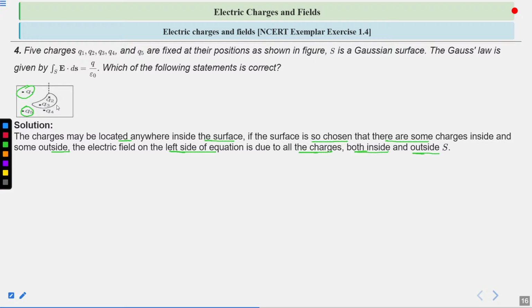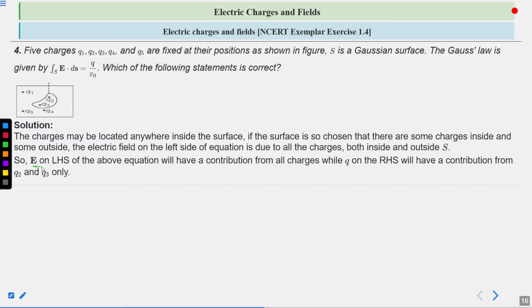But E on LHS of the above equation, this one, Q divided by epsilon naught, will have a contribution from all charges, while Q on RHS will have contribution from Q2 and Q3 only, according to Gauss law. Total charge enclosed by the closed surface divided by epsilon naught. Now it is clear.